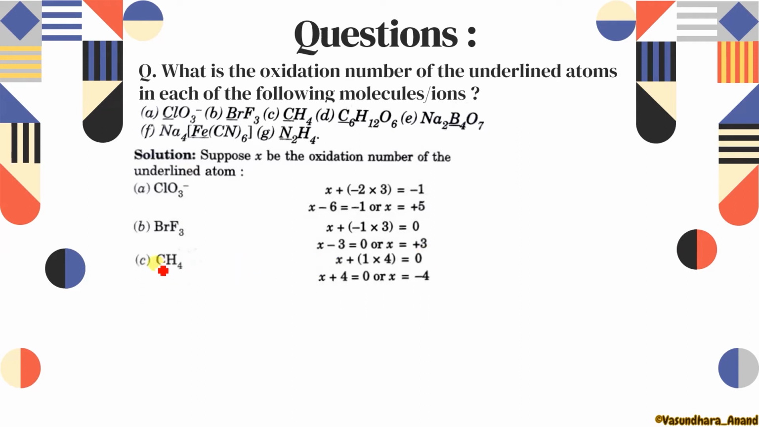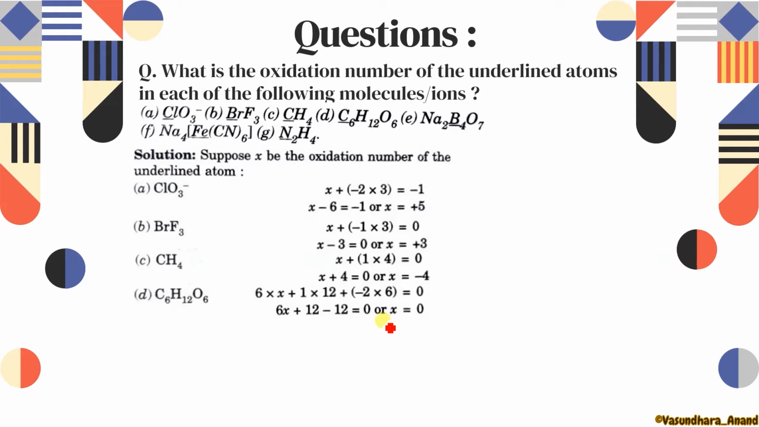CH4: carbon is X and each hydrogen is +1, so 4 hydrogens give +4, and if we calculate, X is -4 in this case. Now C6H12O6: we have to find carbon, suppose it is X, so 6X, and hydrogen is +1 into 12, and each oxygen is -2, so 6 oxygen will have -12. We calculate it and get X equal to 0.